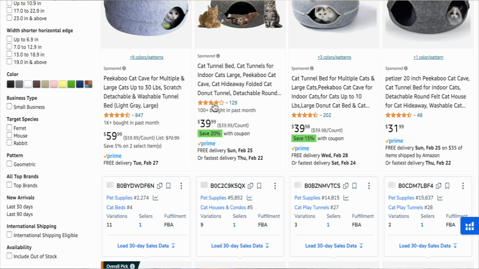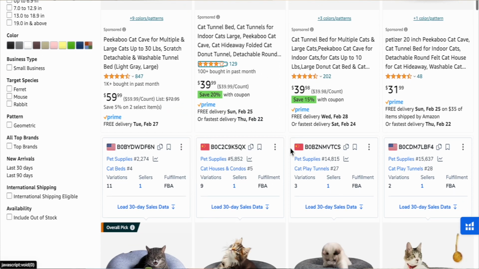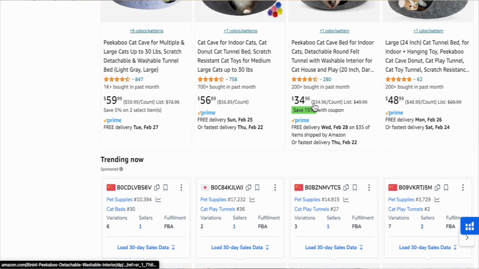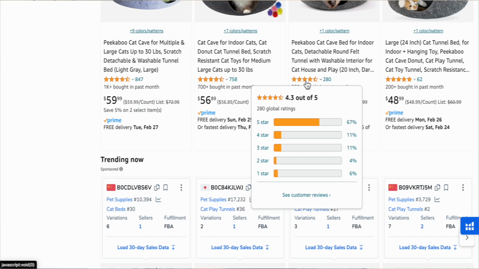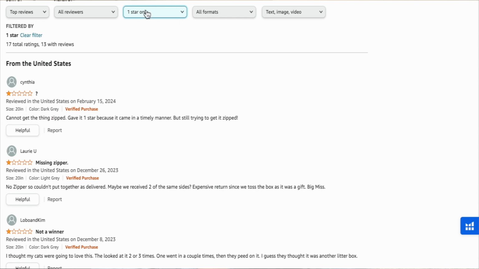I would look at the reviews and see what the issue is with that one. Go in there, read those reviews. So this one has 4.3. So let's look at these reviews. I want the bad reviews. Okay, so I filtered it to the 1-star review. Cannot get the thing zipped.